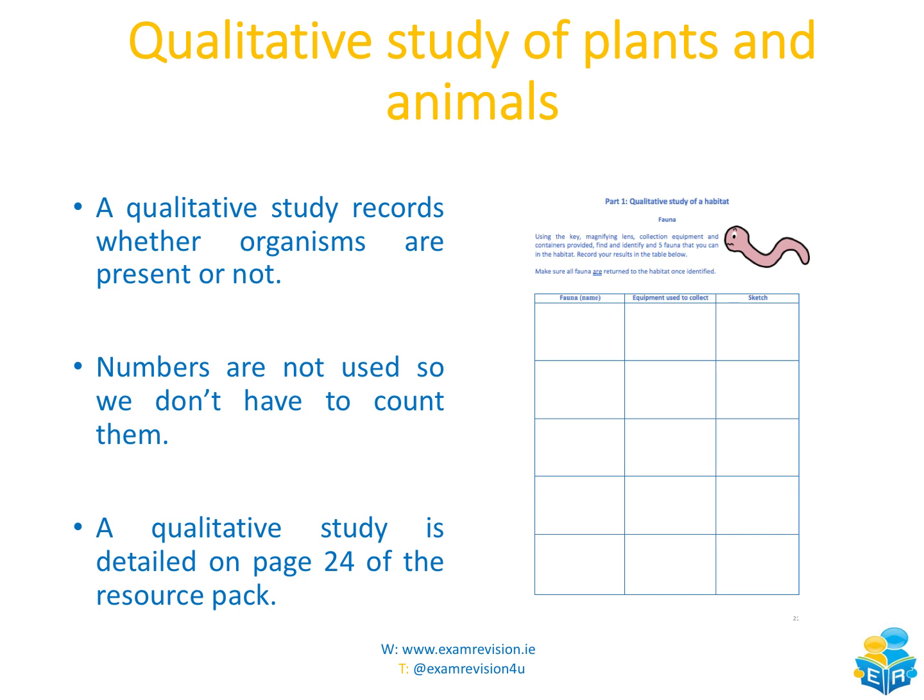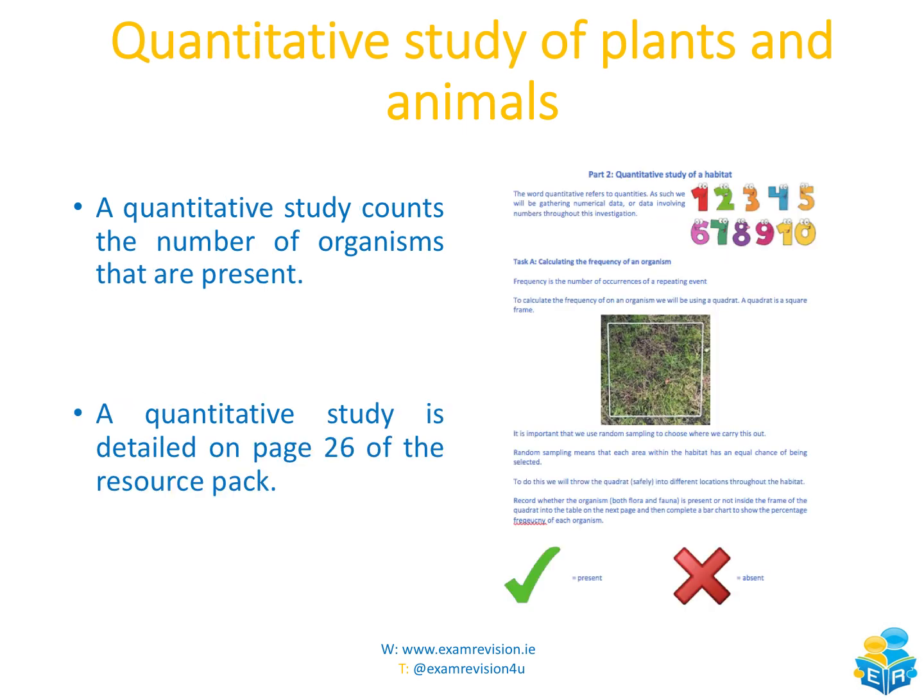So we would have done a habitat study similar to this. So a qualitative study, it basically is just recording whether an organism is present or not. So let's say, for example, we had grass, that was present. That's why I wrote it down. We might have had a dandelion, okay, where we're just recording names and whether it was present or not. You probably would have wrote in a little bit of equipment that you used to collect the particular animal or plant, and then we would have had a sketch over here of what it looks like as well. Numbers are not used, so we don't have to count them, and then if you did have access to the resource pack, you'll be able to see the habitat study details in there.